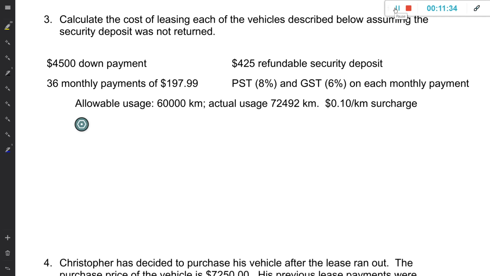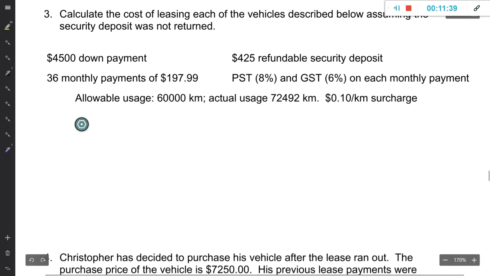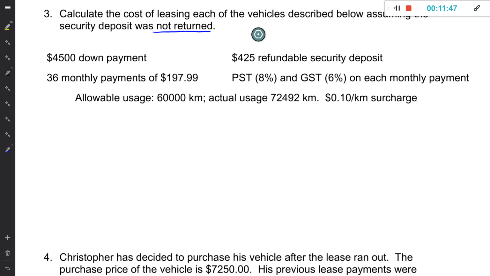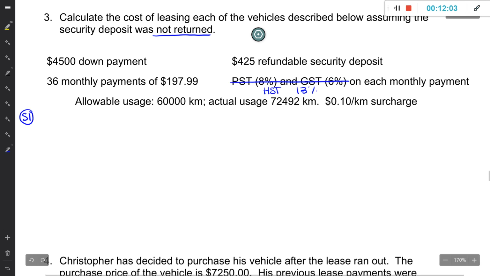All right, so this is another one. Calculate the cost of leasing each of the vehicles described below by assuming that the security deposit was not returned. So now you got to add that refundable security deposit into your final payment like we did with our first example. Okay, so step 1 is always going to be find how much it's going to charge. We're not going to do PST, GST. We're always going to do 13% HST. We're going to find out how much each monthly payment actually costs. Each monthly payment is going to be $197.99, and we're going to find that after tax.